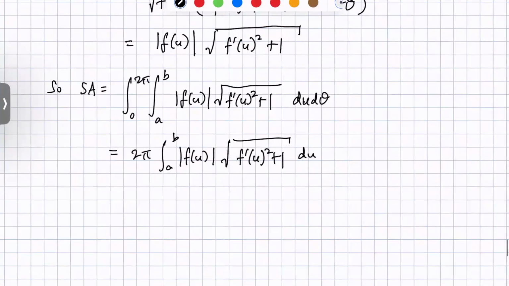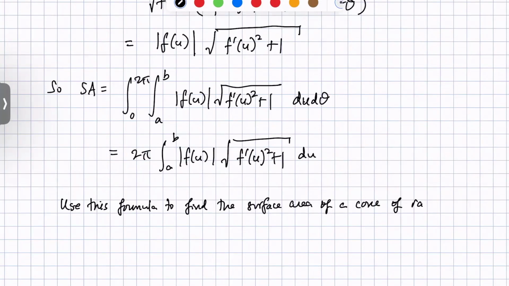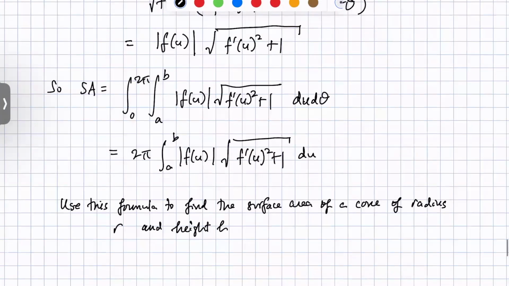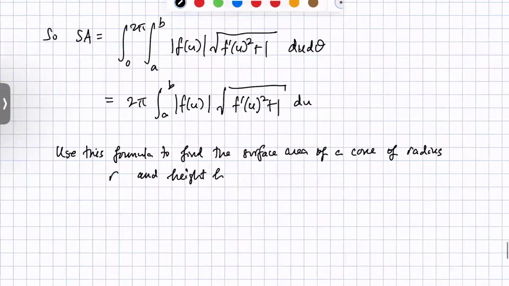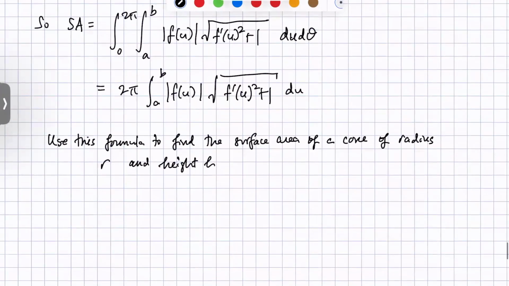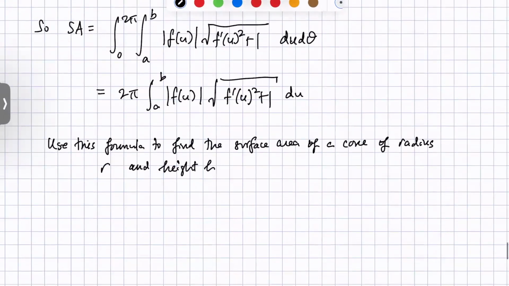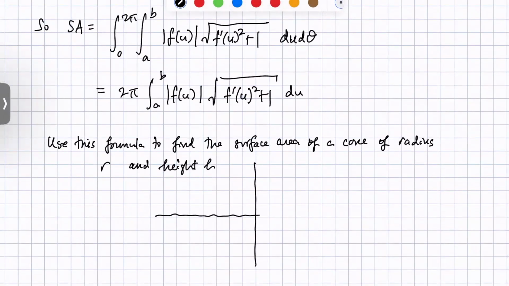All right, let's just do one example, right? Use this formula to find the surface area of a cone of radius r and height h. Now, let's take a look at what this is going to look like. Now, imagine us doing the following, right? So what I'm going to do is tilt the cone so that it's on its side, sort of. So I'm going to think about the cone in the following way.